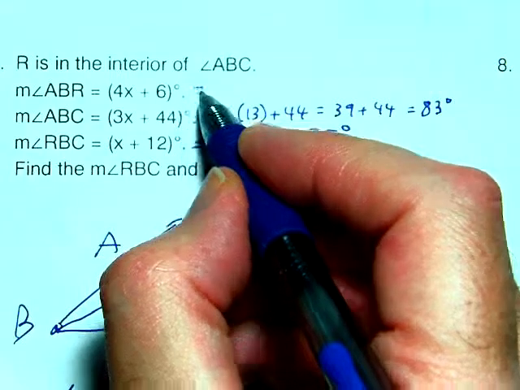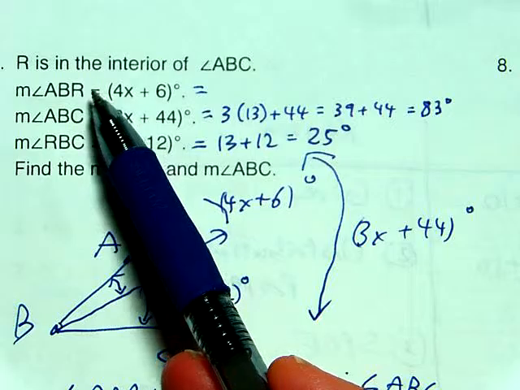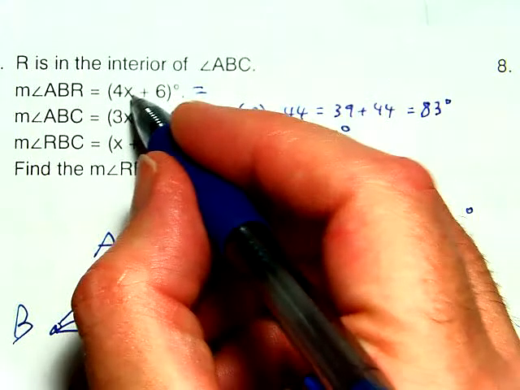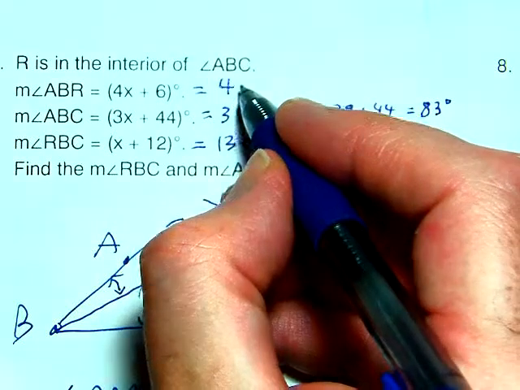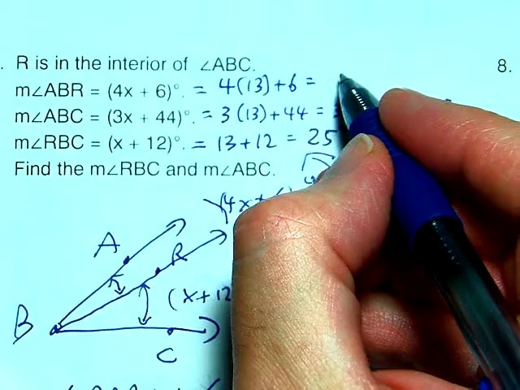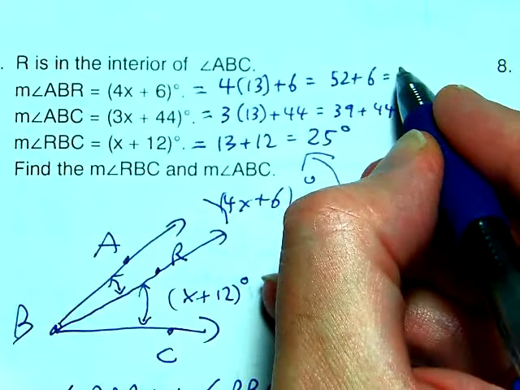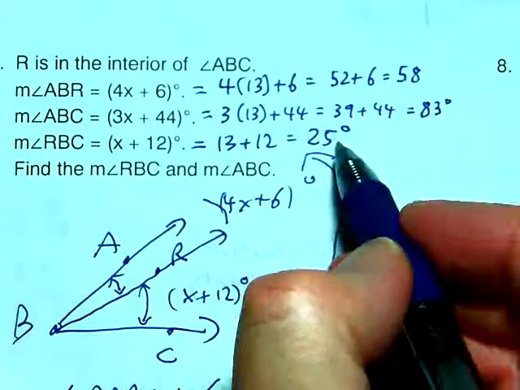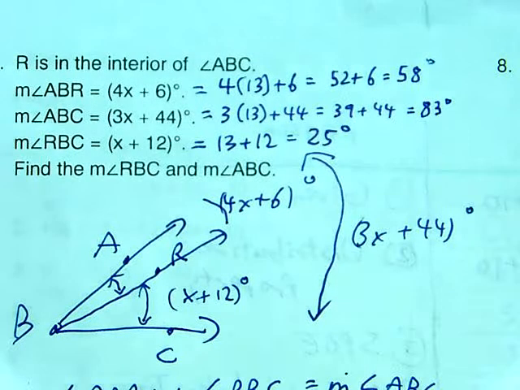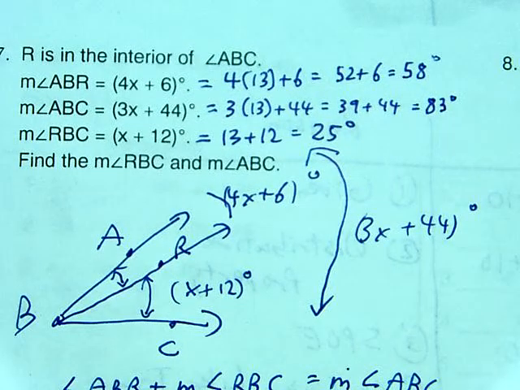And let's just check this, make sure that this works, because we should have ABR plus RBC equaling ABC, and let's see if we get that. So if x is 13, the angle ABR is 4 times 13 plus 6, which is going to be 52 plus 6, which is 58. So is it true that 25 plus 58 is 83? Yes. Okay, so that checks out perfectly, and that gives us problem 7 is complete.